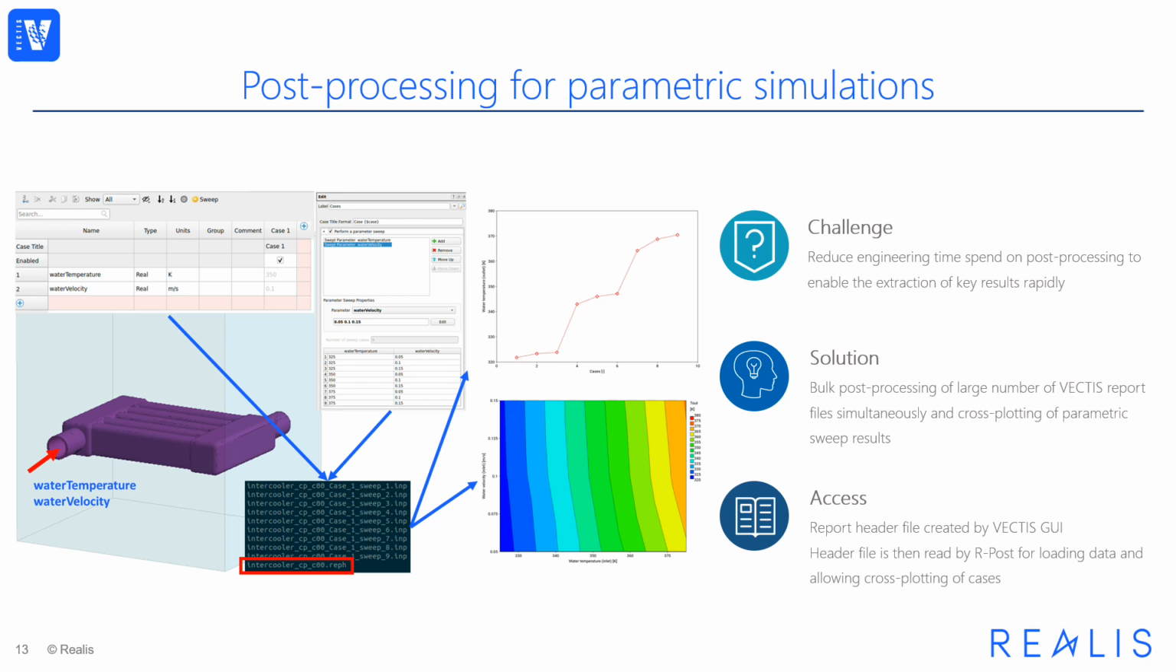An example of using this feature is provided in an extension of the Catalyst tutorial in the Vectis manual. I will also demonstrate briefly this feature in the case of a simple intercooler, as shown here, where the inlet temperature and inlet velocity of the water are varied in a sweep before analyzing the results.